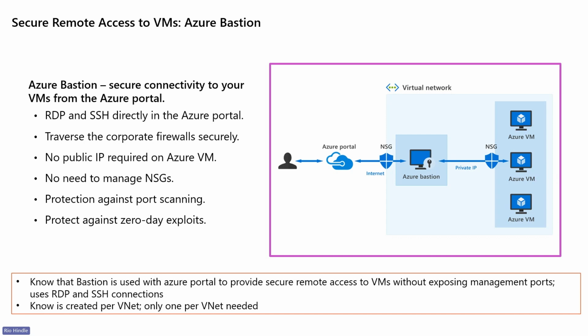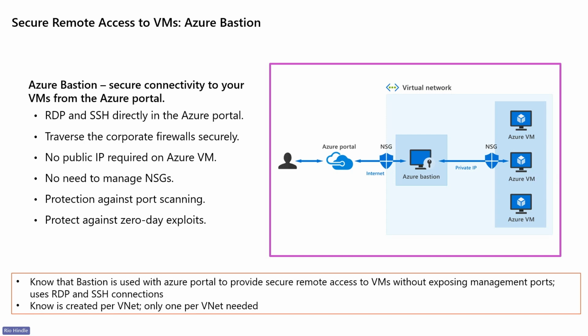Think of this as a jump host service, a service you can use from the Azure portal to provide secure remote access to those VMs, again without exposing those management ports. It gives you a way to use the native SSH client, PuTTY, or the native RDP client, mstsc.exe. We can also use it through the portal. I go to the portal, select my virtual machine, select connect, and it downloads an RDP file for me. I click the RDP file and it securely connects me.